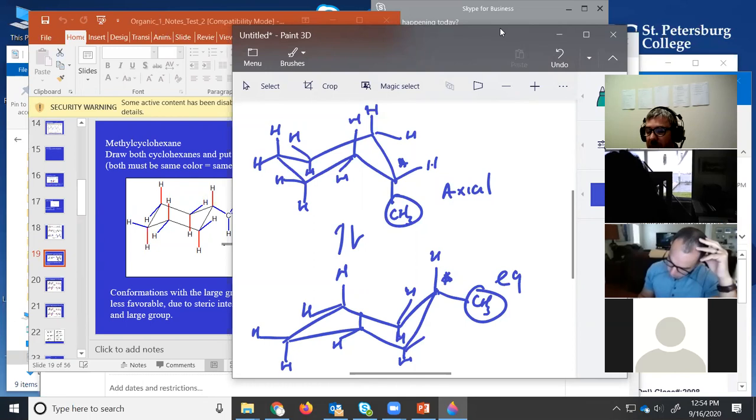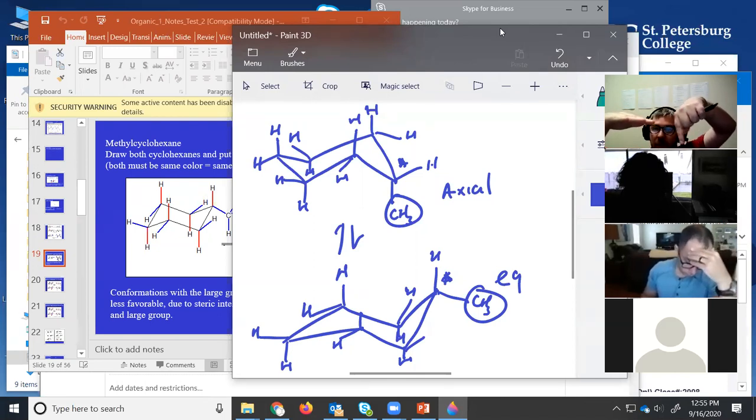But when I say down, I mean relative to the plane of the ring. If you think of my hand as being the plane of the ring, the methyl is sticking downwards. It's either going to be axial or equatorial, but sticking downwards.